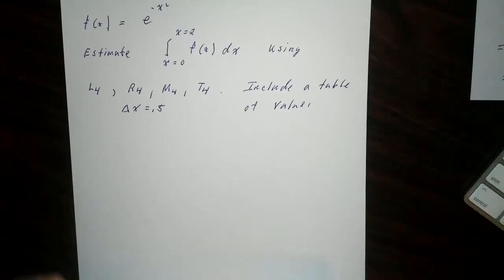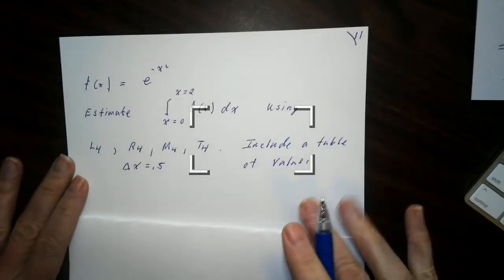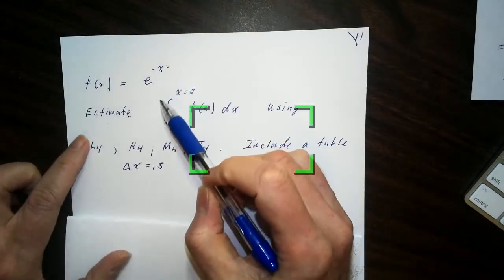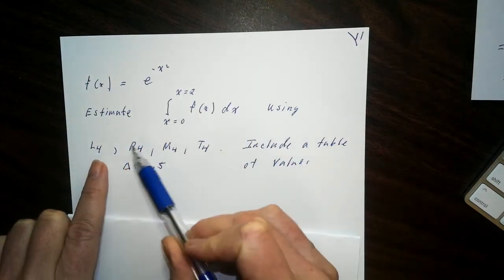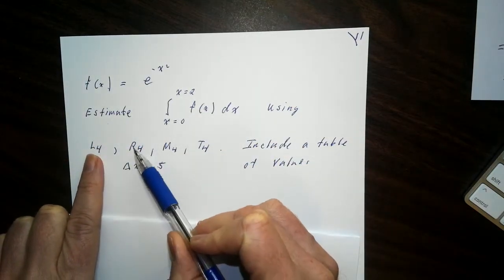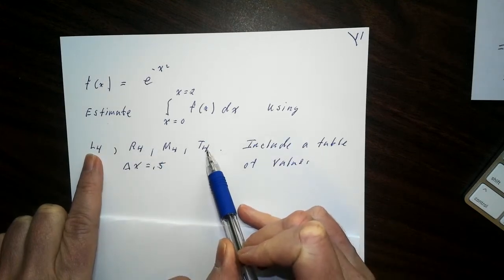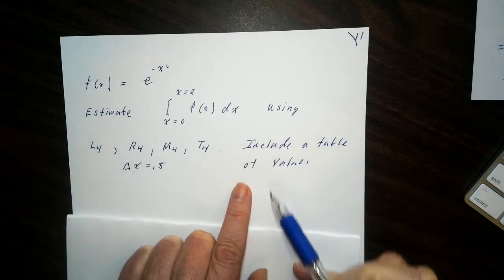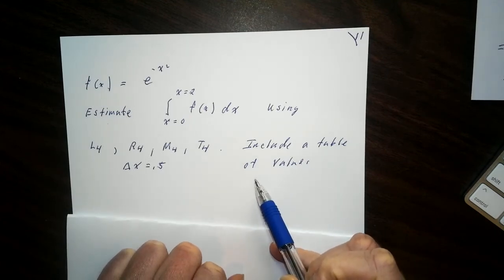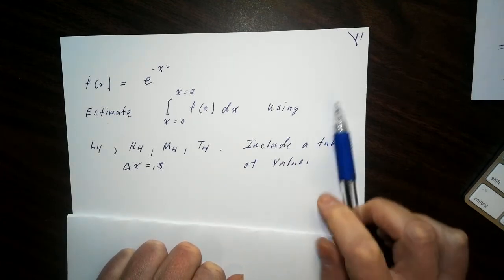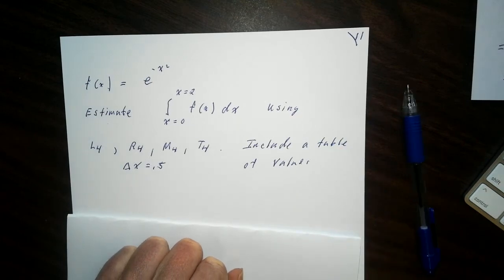Here's an example for you to try in preparation for class. Take a look at the function e to the minus x squared. Estimate the integral from 0 to 2 using the left-hand estimate L4, R4, M4, and T4. And what you should do to get started here is to make a table of values at 0, 0.5, 1, 1.5, and 2. So do that in preparation for class.